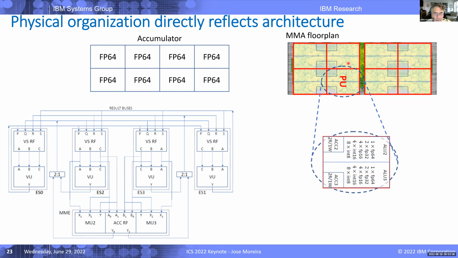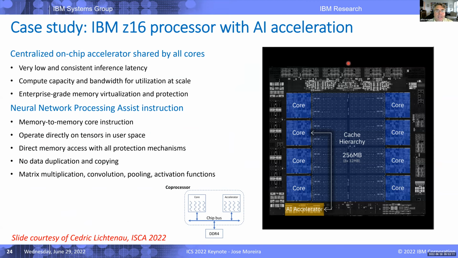Another case study, the IBM Z16, which has been announced, and actually there was a paper just last week, ISCA was last week, on the Z16, which will have a matrix unit. It's a coprocessor kind of unit. So you have the cores in the chip and you have the matrix unit on the chip, accessible by any core.